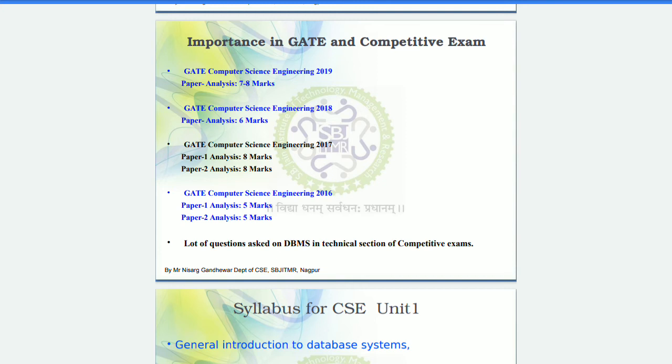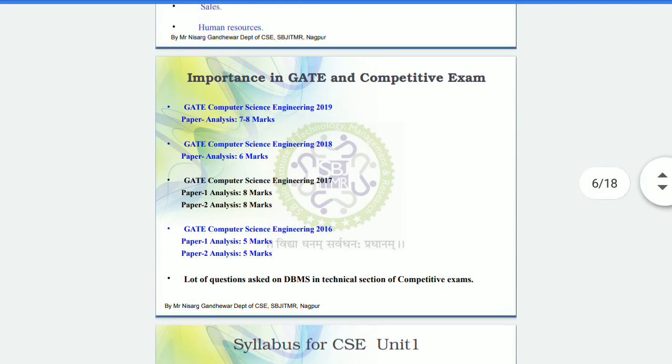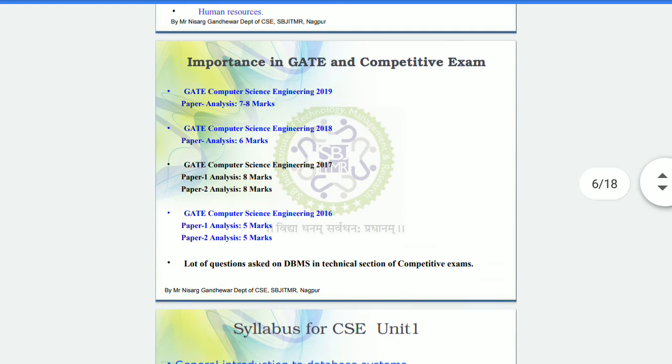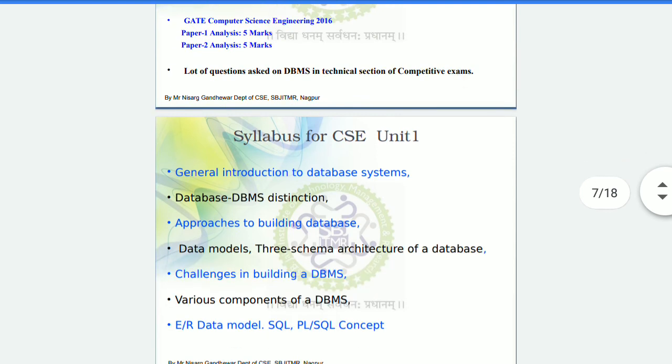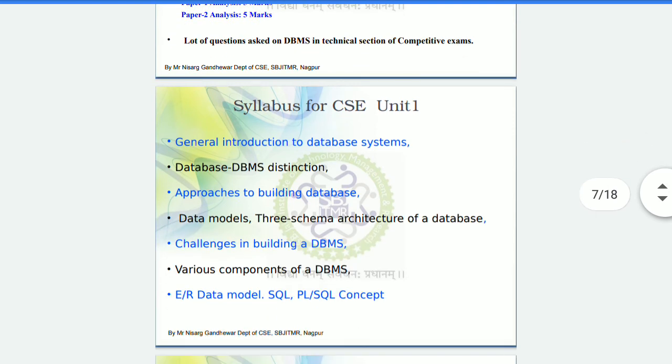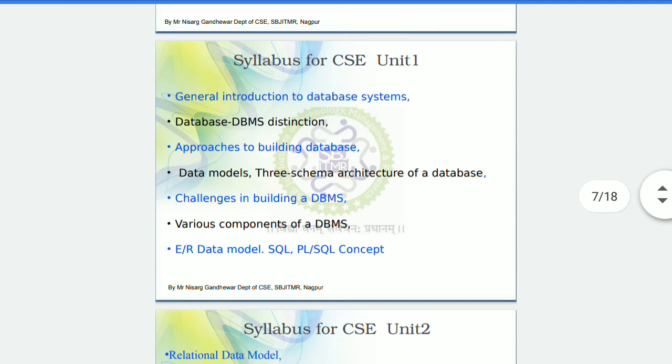So here I have listed the weightage of questions asked in various exams of GATE. In 2019 you can see that 7 to 8 marks of questions were asked. In 2018, 6 marks of questions. In 2017, 8 marks. So on an average you will find 7 to 8 marks on the database. Then we are going to discuss the syllabus: what we are going to study in this particular database.